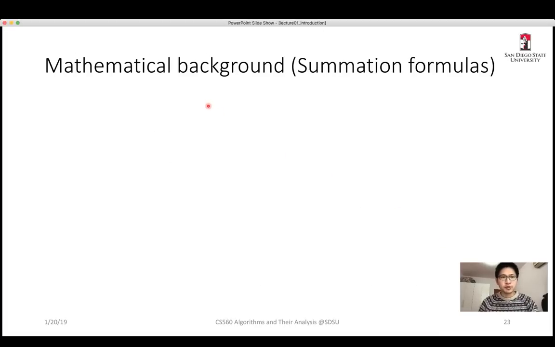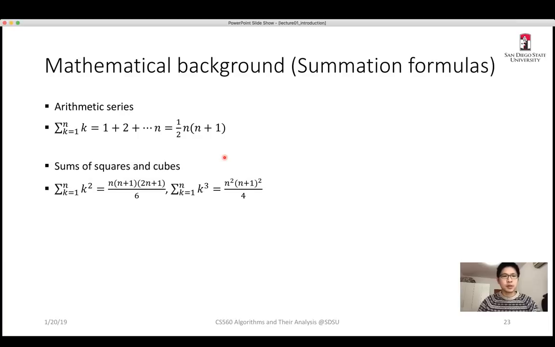Lastly, it will be useful to have a brief review of some summation formulas. First, the arithmetic series. The summation from 1 to n equals one half times n times n plus 1. And for the summations of squares and cubes, we also have equations to describe the summation. These equations can be proved through mathematical induction.